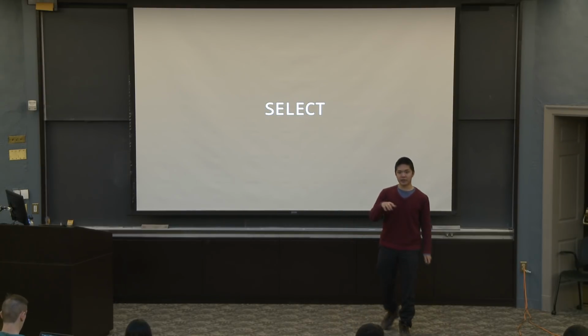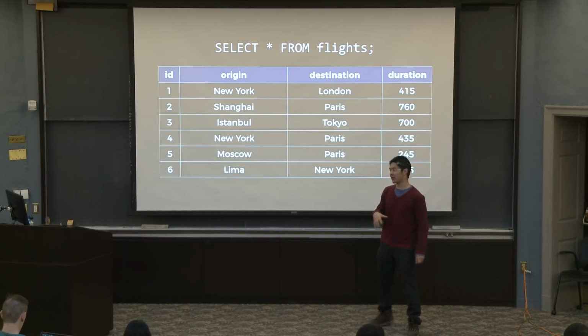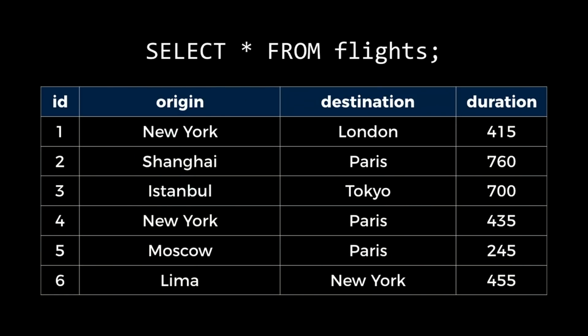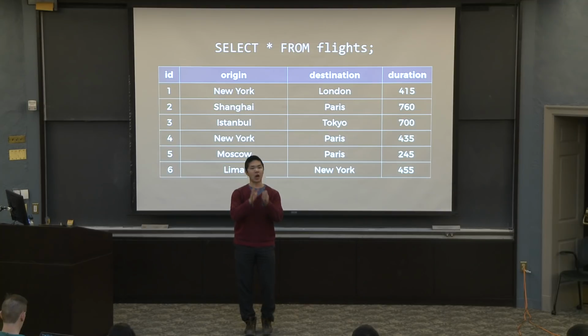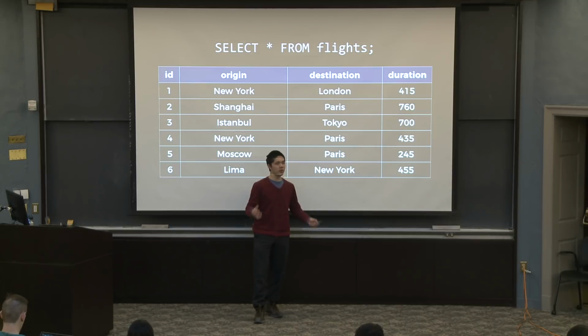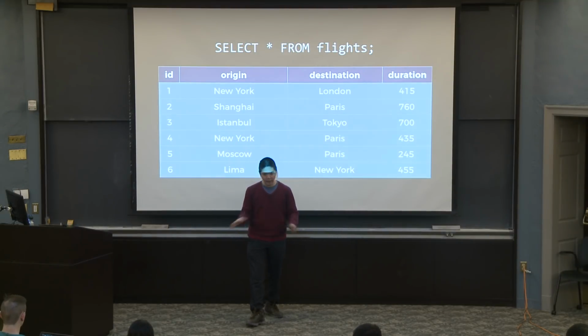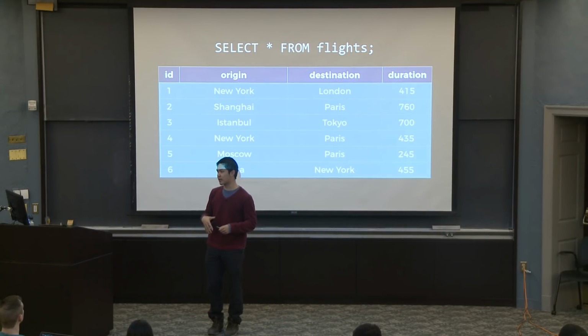The basic way to select things from a database is a query that looks something like this. Select star from flights. Flights is the table I want to select things from. Star means I want to select every column. I care about getting all the columns from the database. And that might not always be true. It might be more efficient to only ask for the columns that you actually care about. But if I want to select all the columns from the flights table, what I'll get back is all of the data. Every row in the database is going to come back to me for this particular table, at least.